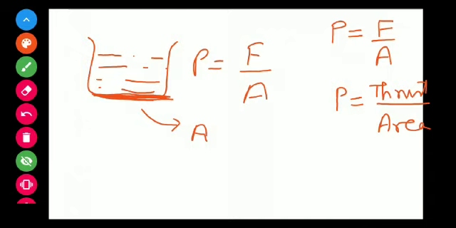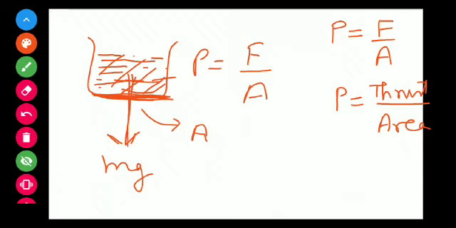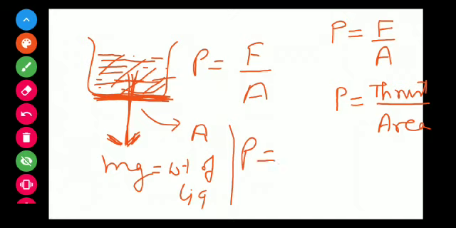What is the force? Force is equal to the weight of this liquid column, and the weight of this liquid is mg. What is the downward force due to this liquid? The downward force is the weight of the liquid, which is mg. So what is the pressure exerted on this area? P is equal to the downward force, due to the weight of the liquid, and that force is mg.